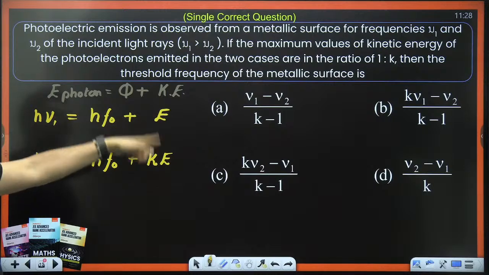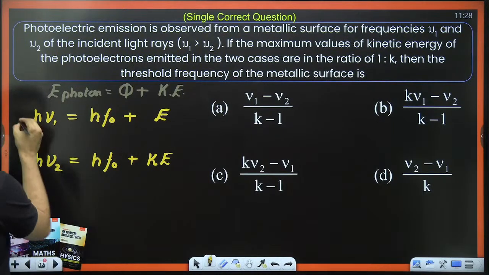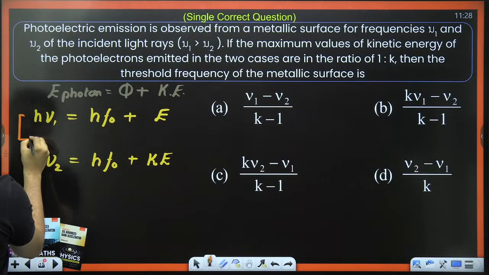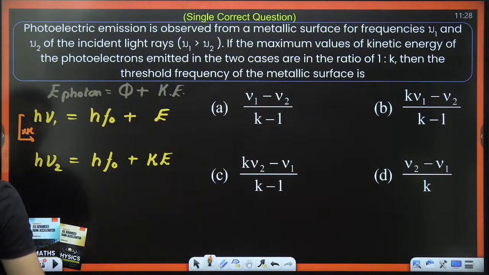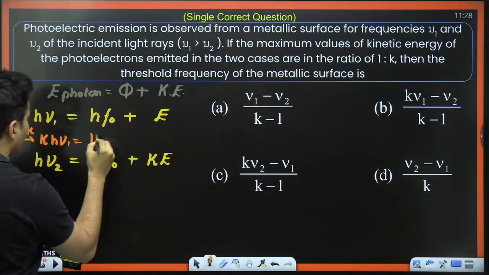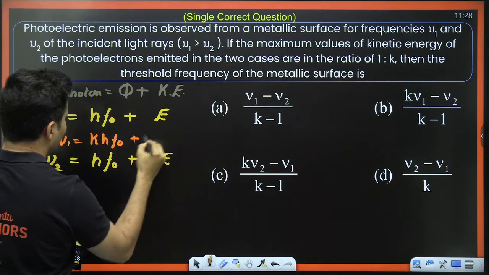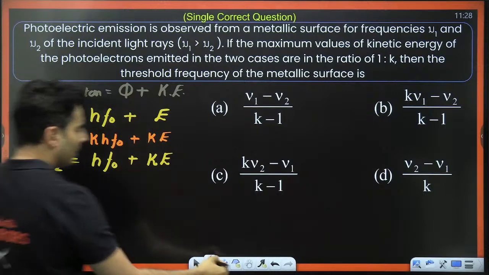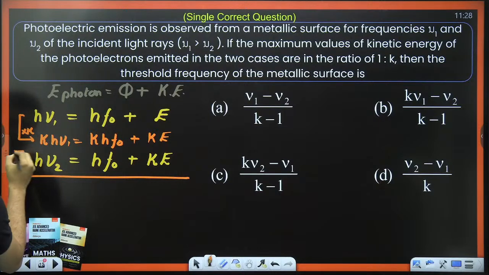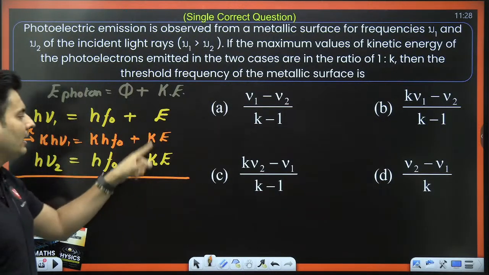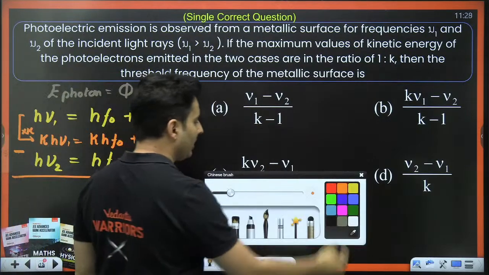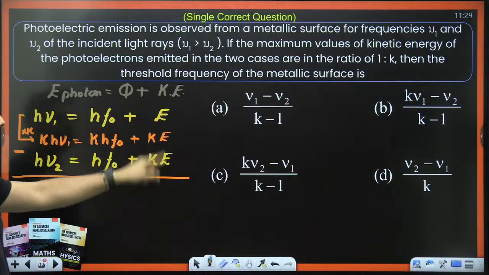Okay, I want to get rid of E because E is not there in the answer. So I have an idea. How about I take this particular equation and I multiply it by K. So if I multiply it by K, it will become K times h𝛎1 is equal to K times hf0 plus K times E. Why did I do that? Because if I subtract them now, KE and KE will get cancelled, which I do not want anyway. So that's the reason why I multiplied by K on both sides.